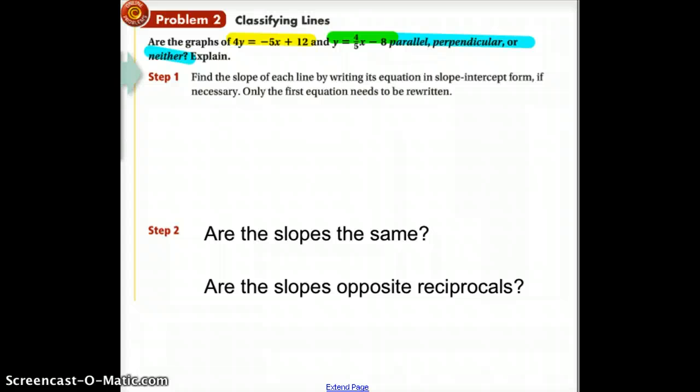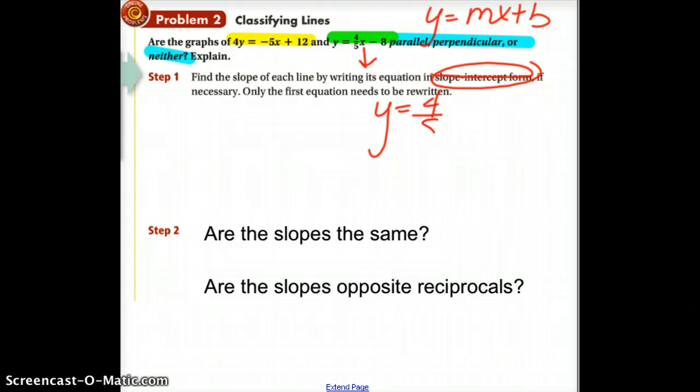Step 1, find the slope of each line by writing the equation in slope-intercept form. Oops, sorry, I don't mean to cross that out. So whenever they give you two equations of lines and they want you to compare them to see if they're parallel or perpendicular, we can't do any comparing until the equations are both in y equals mx plus b. So my first step, I always rewrite my equations. This one is already done. So that one's an easy one, I can just leave it.